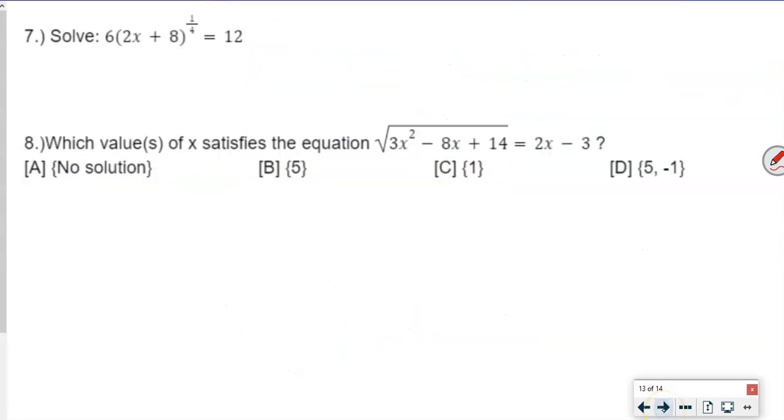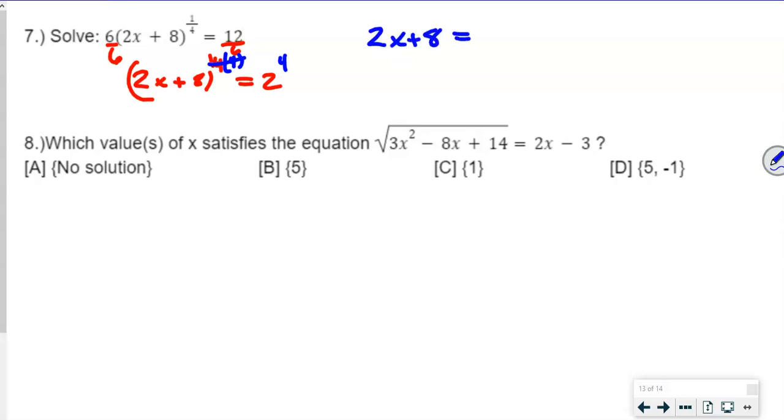All right, this one says solve. Okay, so the first thing I'm going to do with this one is divide both sides by 6. So that's going to give me 2x plus 8 to the 1/4 power, and that's going to be equal to 2. So how do I get rid of the 1/4 power? I'll put that up there a little bit so I can actually see this 1/4. Yes, I have to multiply by its inverse, which is 4. So now that's all gone, and I get, I'm going to write it over here, 2x plus 8 equals 2 times 2 is 4, times 2 is 8, times 2 is 16.